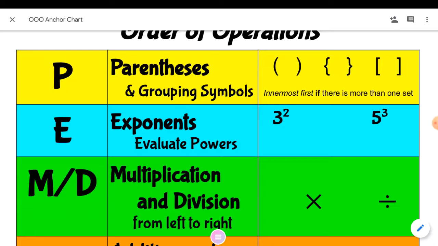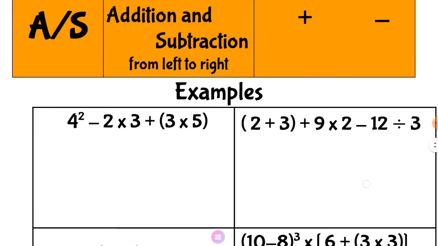If there's more than one set in a problem, we go to the innermost set. That's what it says here, innermost first if there is more than one set. What do you think innermost means? It's kind of a weird word. Emma? Not the one that has the most inside of it. Good guess. Innermost. I want you to go ahead and flip this over to the back so I can explain what innermost means. It's almost easier to see with an example.